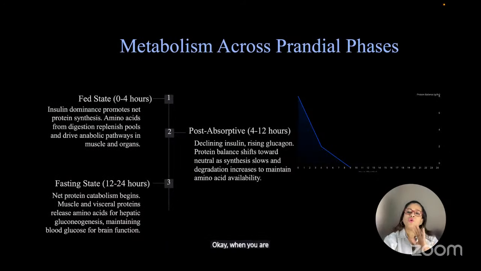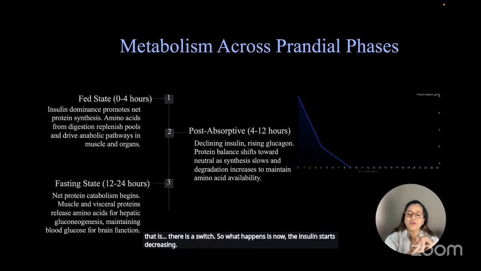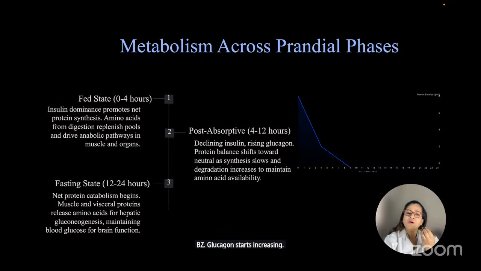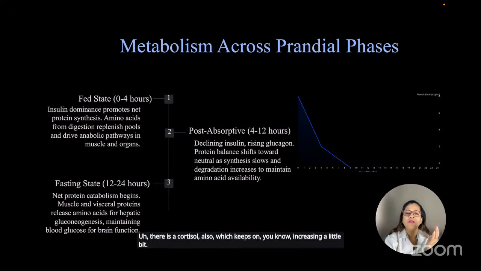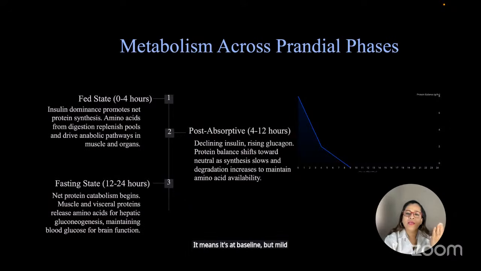Okay, when you're not eating anything, there is a switch. So what happens is, now the insulin starts decreasing, glucagon starts increasing, and cortisol also keeps on increasing a little bit. Means it's at baseline, but mildly there is an increase, and there is mild proteolysis that happens. Why does proteolysis happen here? Because you have to supply amino acids to the pool, right? And now suppose the same thing, 8 to 10 hours you're not eating anything, what happens?